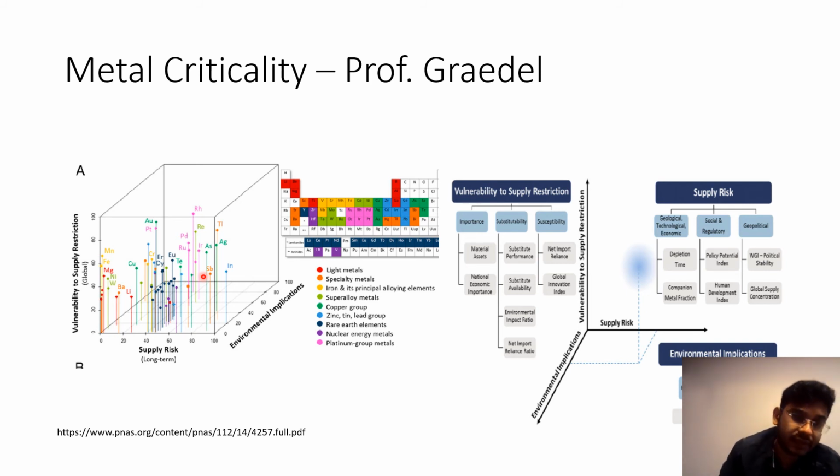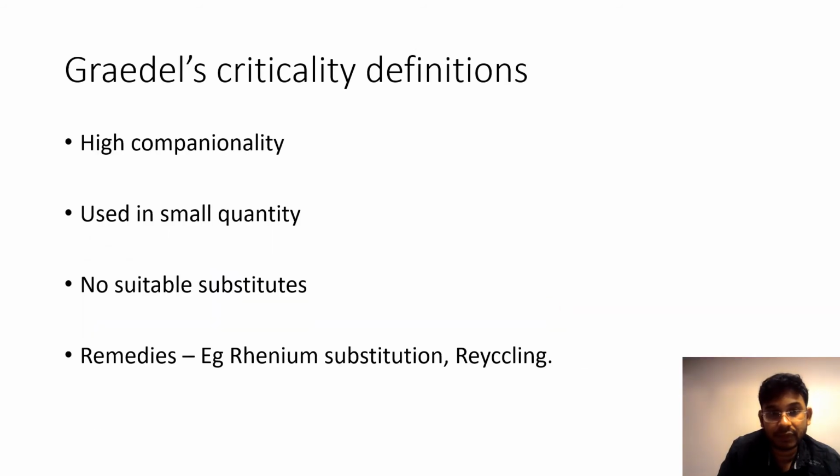So what you see here is different metals present at different levels of criticality that they try to plot. Some have more implications on the environmental side, some more on the vulnerability, and some more on supply risk. So Graedel's criticality definitions come with these three important points. Professor Graedel talks about high companionality. What does that mean? It means something that I explained to you two slides before.